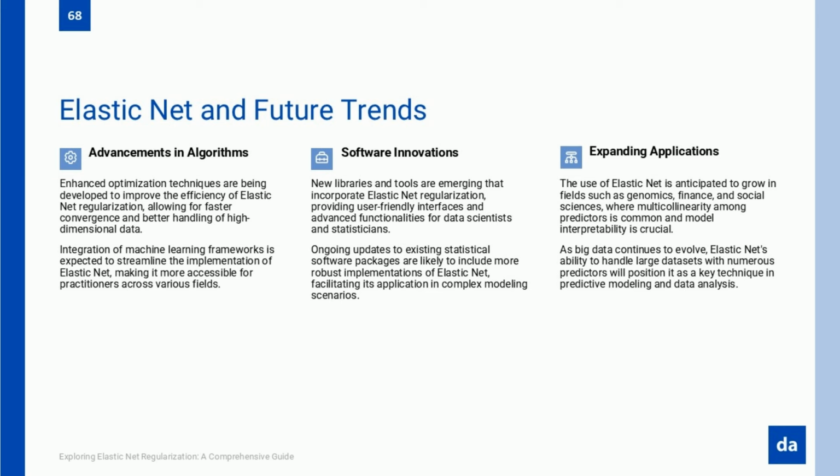One major trend is automated hyperparameter tuning. Traditionally, optimizing lambda and alpha required grid search or cross-validation, which can be computationally expensive. New advancements in Bayesian optimization and AutoML, automated machine learning, allow models to automatically select the best hyperparameters with minimal human intervention, making Elastic Net even more efficient.